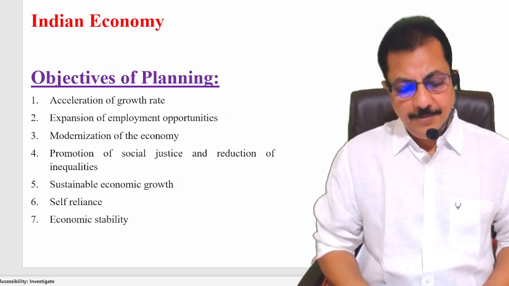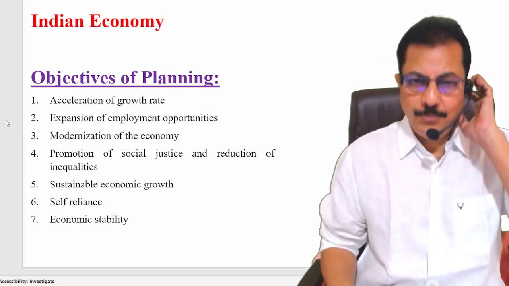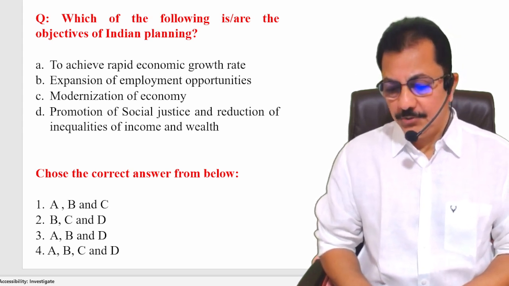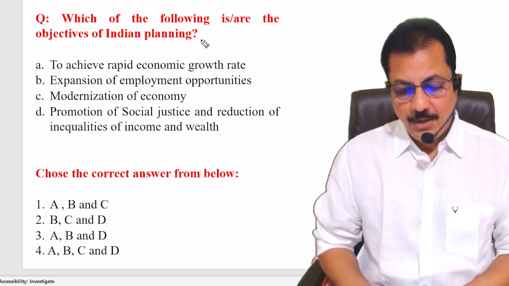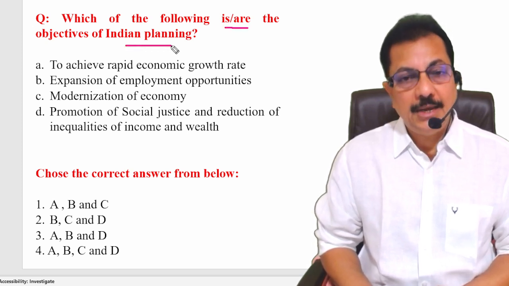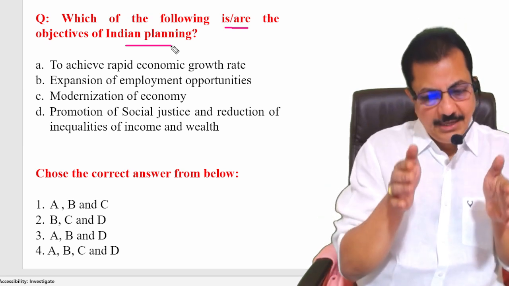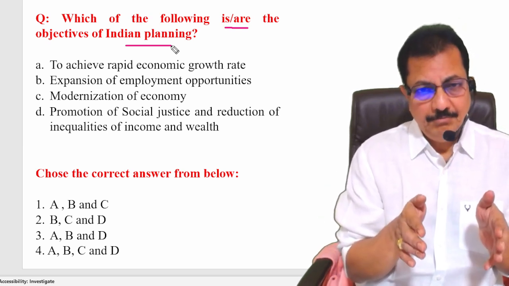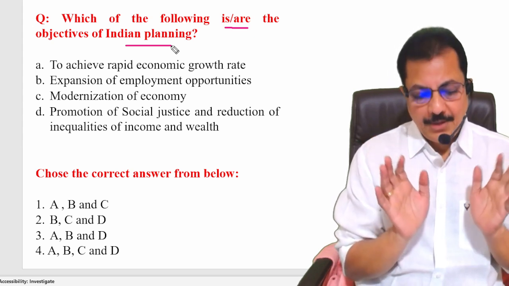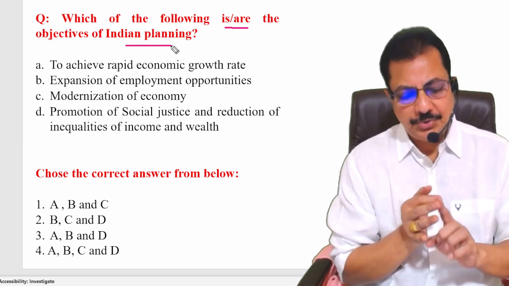Now let's go ahead and discuss more regarding this, and I would like to show you some questions. Then we'll continue with our discussion. Look at this. The first question I have given here is: which of the following are the objectives of Indian planning? Just now I have discussed with you various objectives of our planning. Now please look at A, B, C, D and choose one of the options. Your option may be 1, 2, 3 or 4.